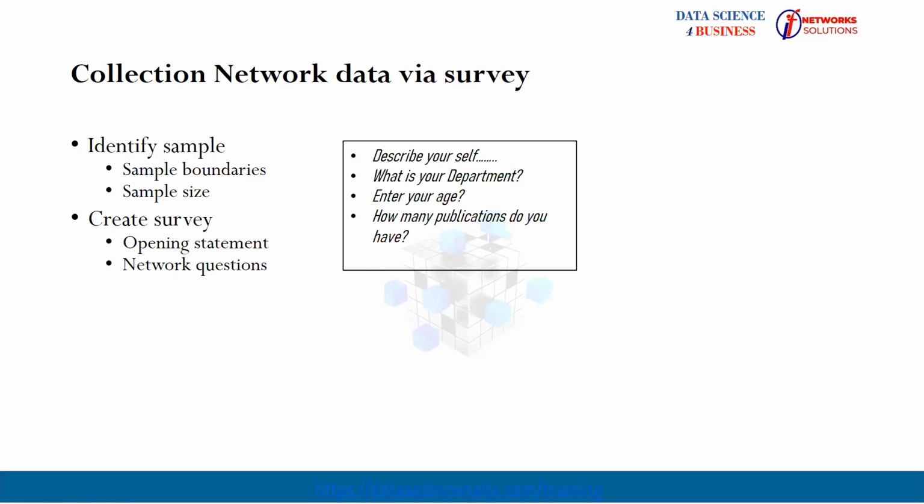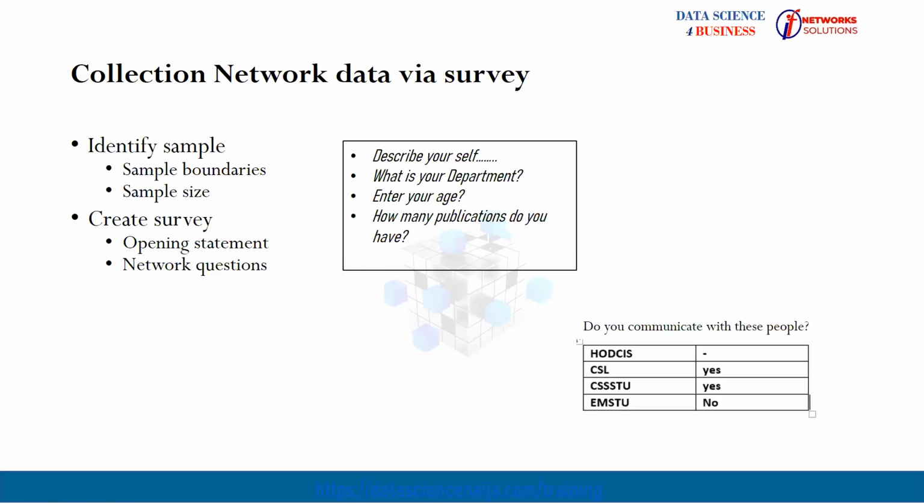Now the next thing to talk about is the network questions. For the network questions, we have an example here that says, do you communicate with these people? In order to come up with this, first of all, like I said, you need to define your sample size, the number of people. If you are using 20 or 30 people, all those people have to be listed right where my mouse is flicking here. So you need to list all of them. And then the particular person that you are giving the questionnaire to, you are asking them, do you communicate with these people?